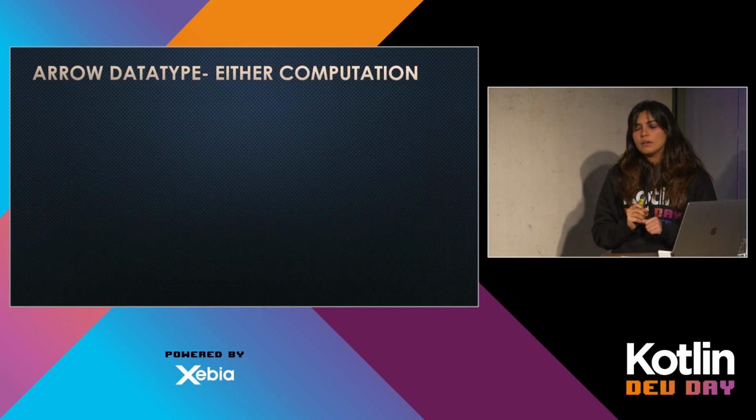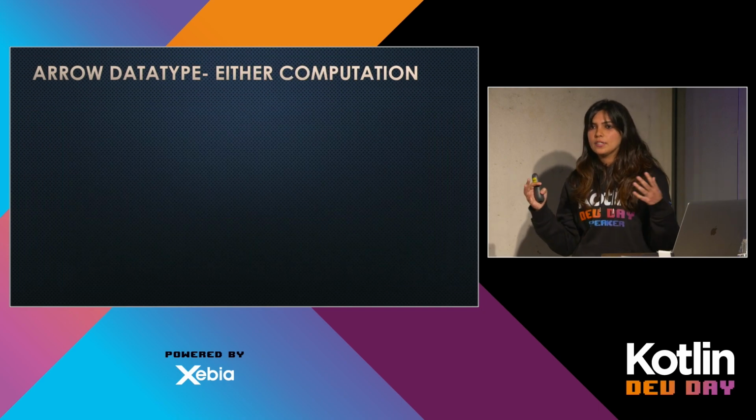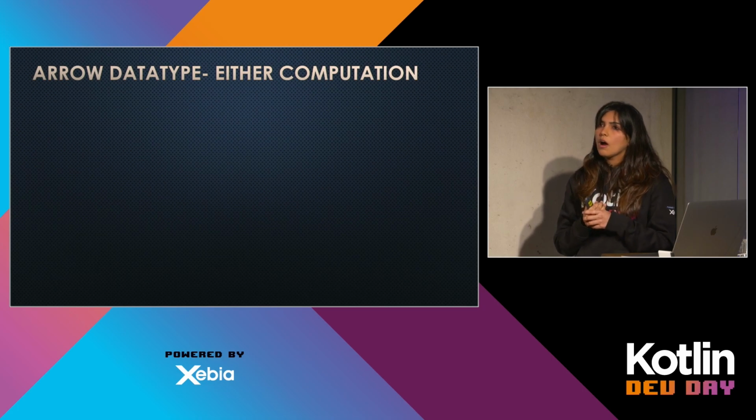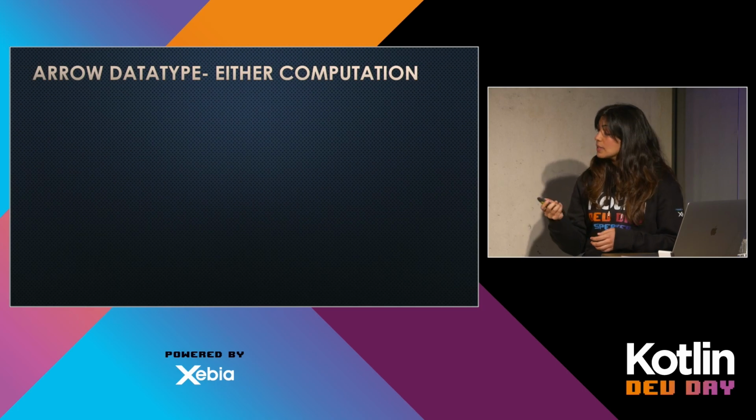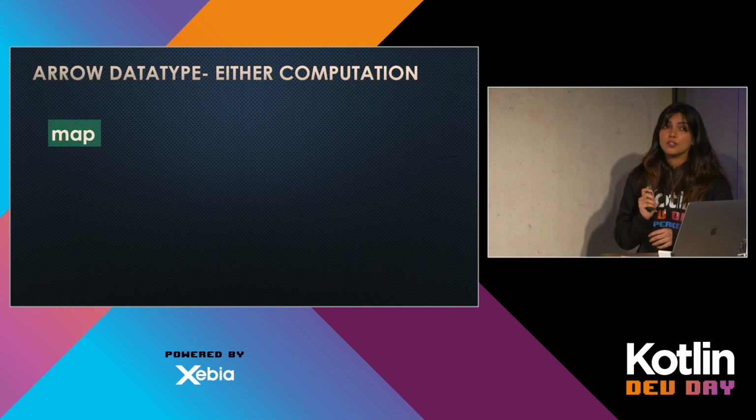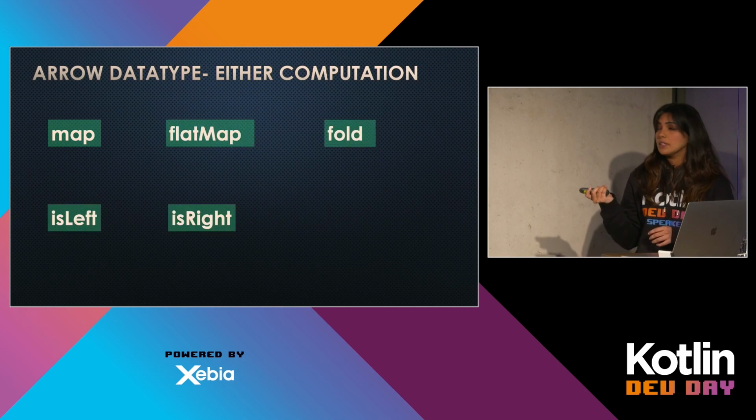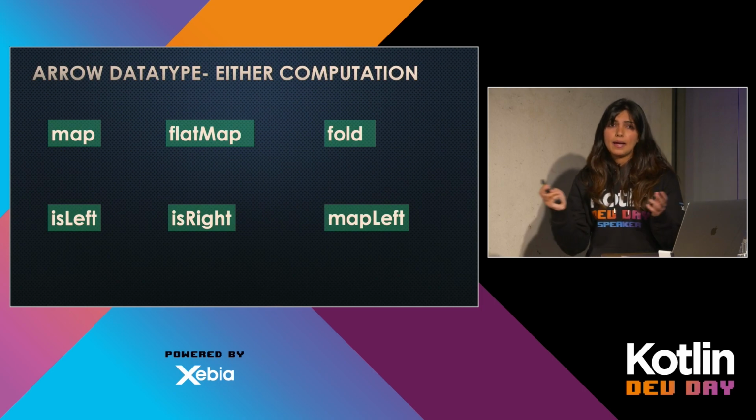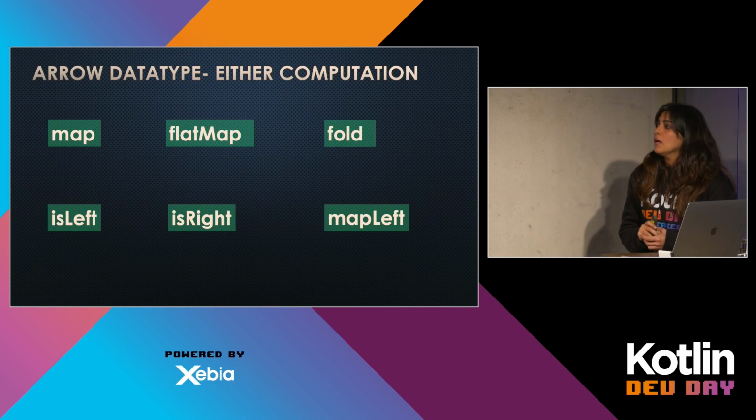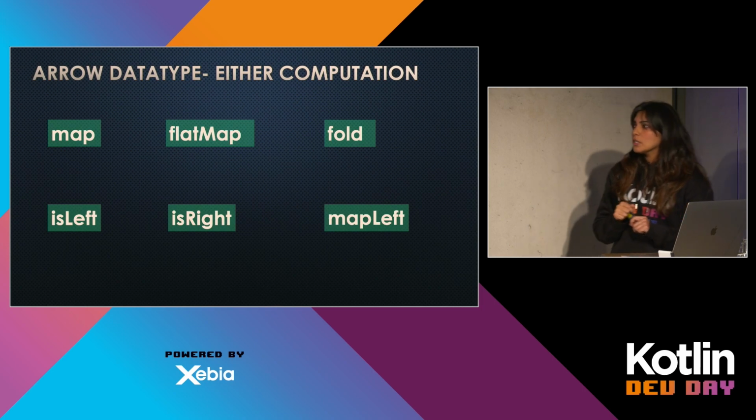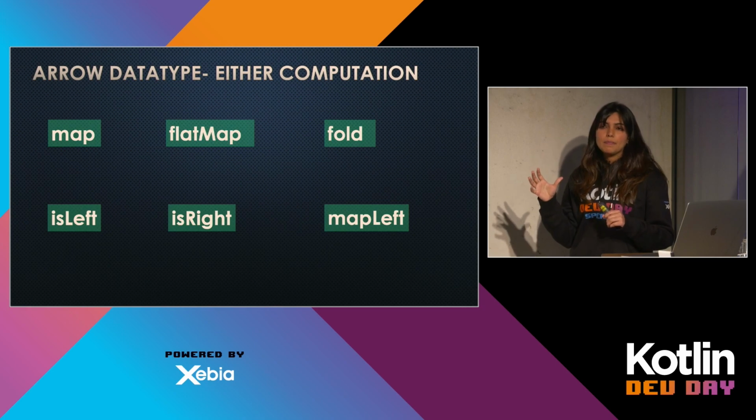Now we talked about how to wrap your success and error scenarios. Now how to perform computations on the output from a function that returns an Either to us. So we have a lot of functions including map, flatMap, fold, isLeft, isRight, mapLeft, bimap, and a lot more. However, today we are going to focus more on map and flatMap and see how they work under the hood.